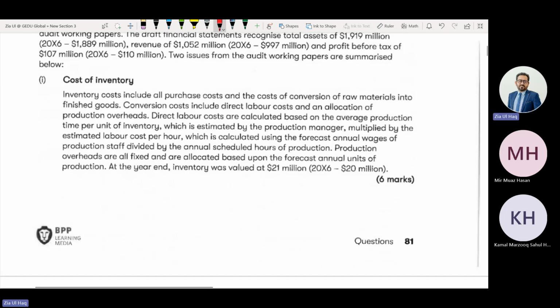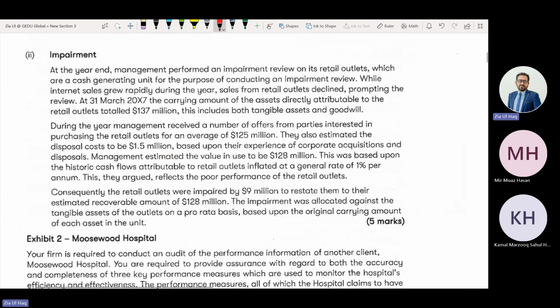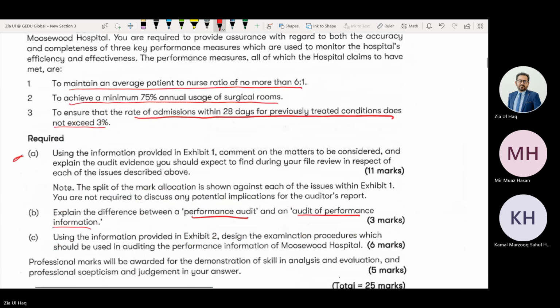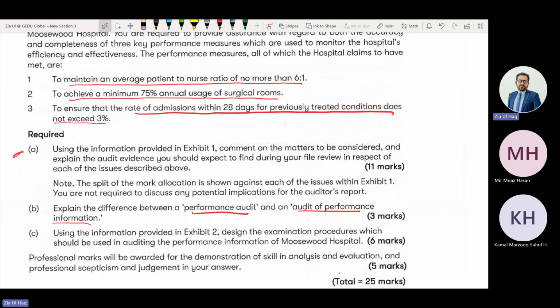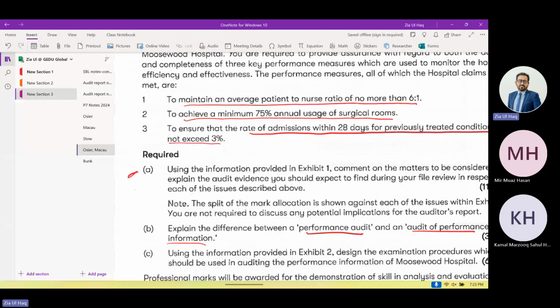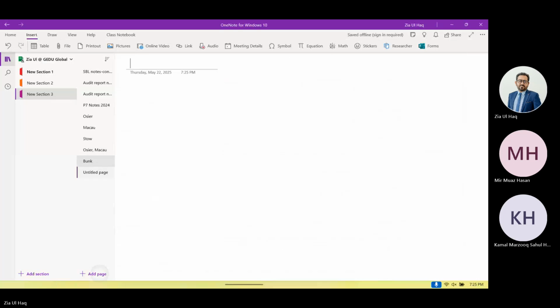Matters to be considered and evidence leading to cost of inventory and impairment. Part A of this question we have already covered in the previous class. Currently we are covering parts B and C. In the previous class we discussed the Francis question and the Osier question. Shall we move forward? Yes. Okay, moving towards one more good question.